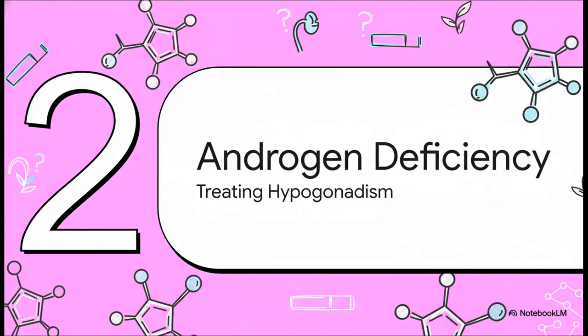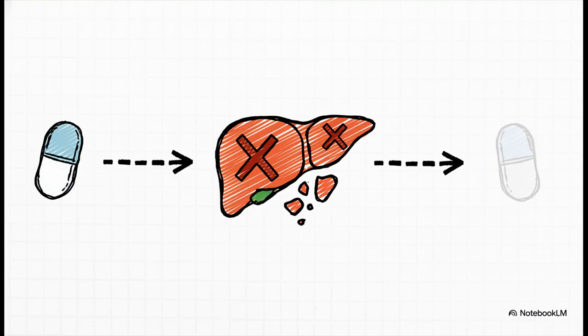Now, let's move to our first clinical problem. What do you do when a patient comes to you and they simply don't have enough androgens? The condition, as you know, is called hypogonadism. So the most obvious solution, just giving a testosterone tablet, well, unfortunately, it just doesn't work. And the reason is a core pharmacological concept you absolutely have to know for your exams: high first-pass metabolism.